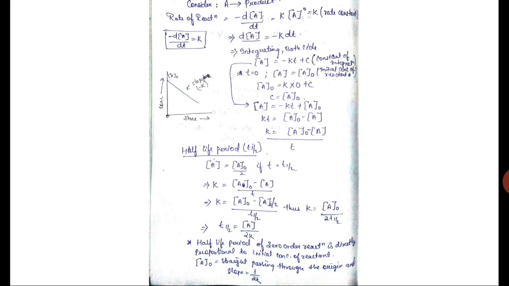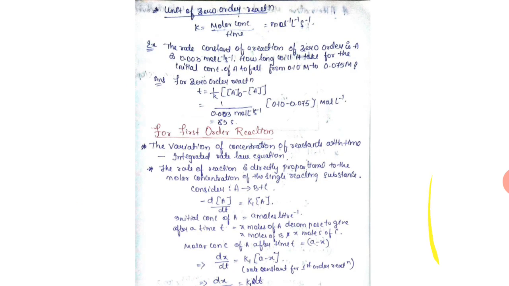On the next page you can see the graph, with slope 1 by 2k. The unit of k for zero order in the integrated rate equation is molar concentration by time, so mole per liter per second, that is mol L^-1 s^-1.